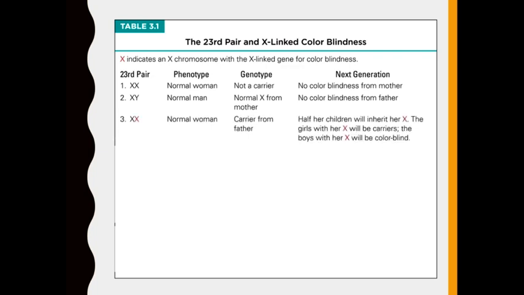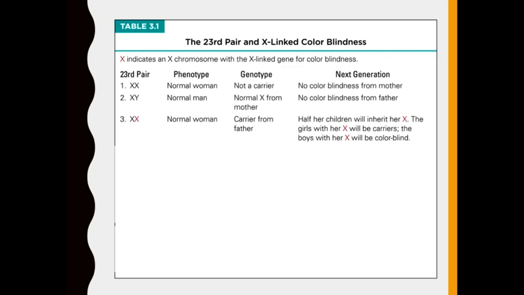offspring. All right, on the next level, we have a woman who has the color blindness code on one of her X chromosomes, but not on the other. As a result, she's going to have normal color vision, but she is what we call a carrier. She inherited this one in this case from her dad. So half of her children will inherit the X that has the color blindness gene on it.